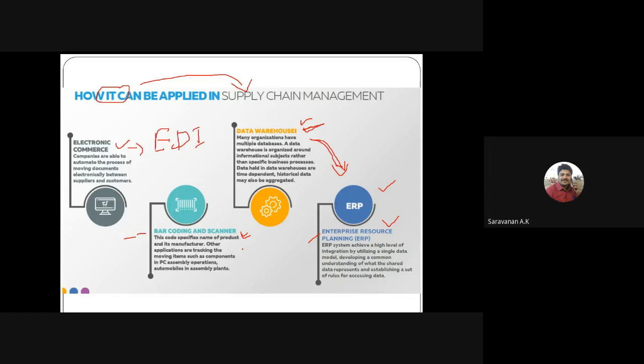Up to this class, we have discussed only the introduction to information technology in supply chain management, and what the role of information technology is in supply chain management. So we have seen these two topics: the introduction, and the role of IT in a supply chain.